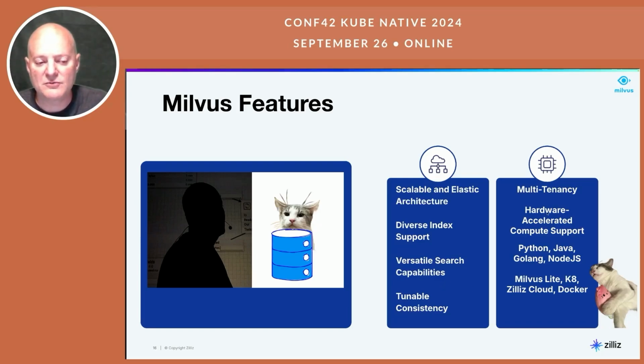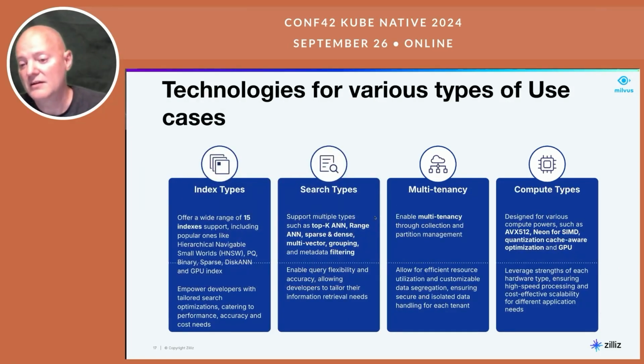Support for all the hardware acceleration that's available in all the different clouds, different ways to search, different ways to tune the consistency. So depending on what your needs are, you have a lot of options. If you need to improve performance regardless of anything else, you could do that. Support for all the big indexes, things like sparse indexes, disk-based indexes, GPU index, especially with NVIDIA. They're doing some great stuff with Cagra. The hierarchical, navigatable, Small Worlds one, which is very fast, does a lot of things.